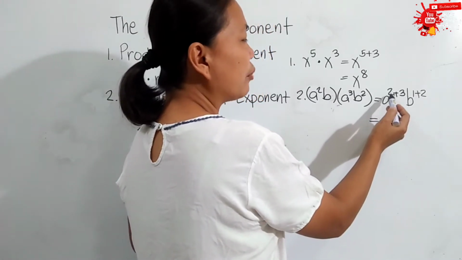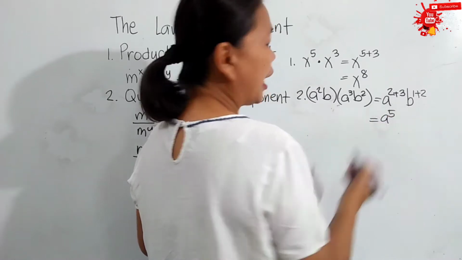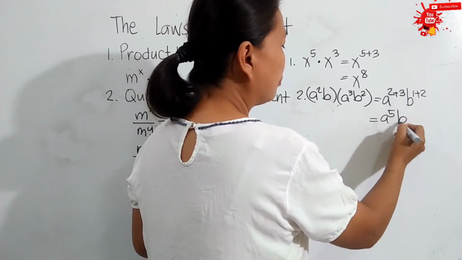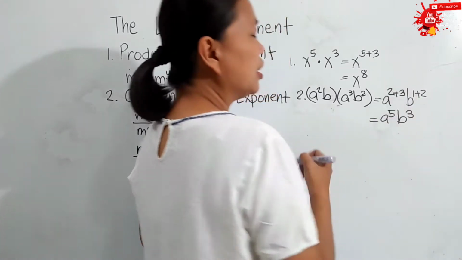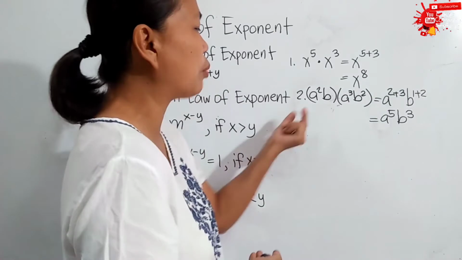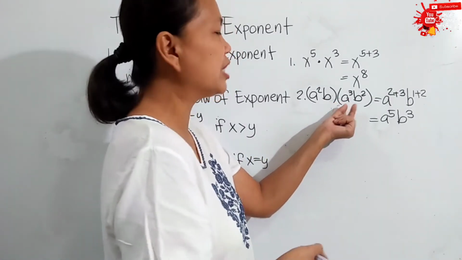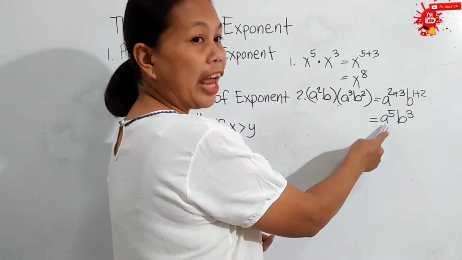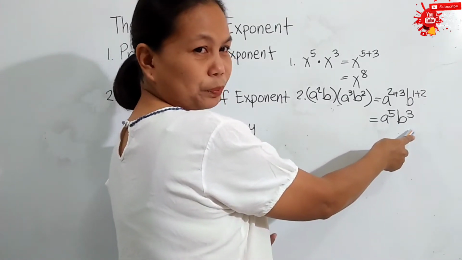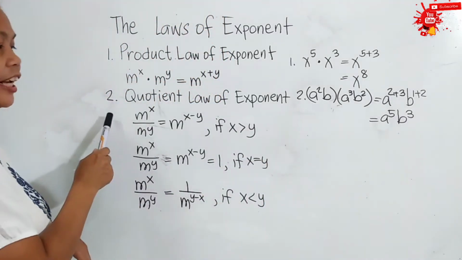So we have here a raised to 2 plus 3, which is a raised to 5, times b raised to 1 plus 2, which is b raised to 3. So if we simplify this using the product law of exponent, a squared b times a cubed b squared is equal to a raised to 5 b cubed. Okay? Now, let us proceed to the second law.